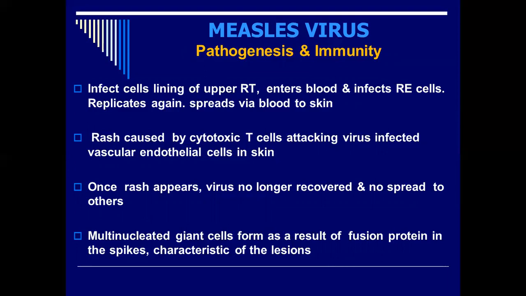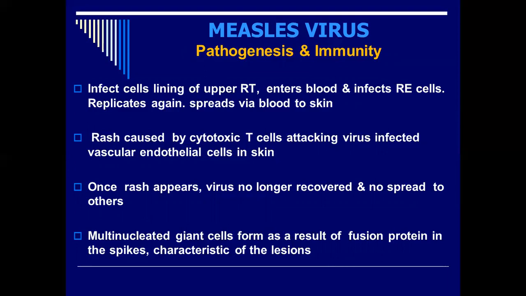Now then it replicates again, and then it's again spread via the blood to the skin. This is what we call the secondary viremia. So the virus has the first viremia at the first stage and the second viremia at the second stage. In the first stage, it infects the reticuloendothelial cells. In the second stage, it infects the skin cells mostly.